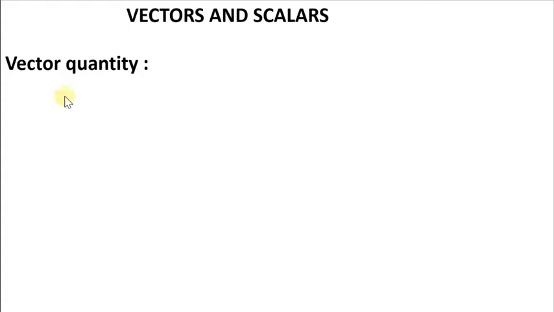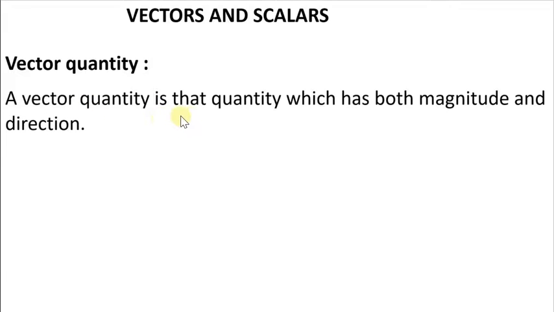So let's start with vector quantity. A vector quantity is that quantity which has both magnitude and direction. Any quantity that has a size, which is magnitude. Magnitude here means size. So a quantity which has both size and direction, both magnitude and direction, that quantity we call a vector quantity.